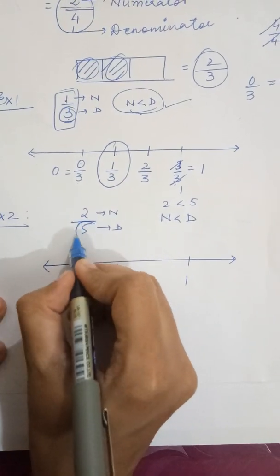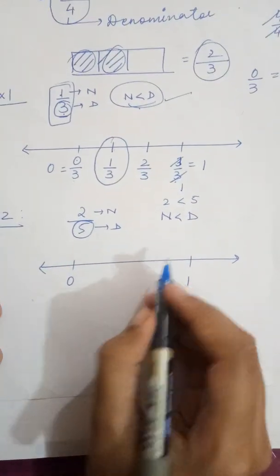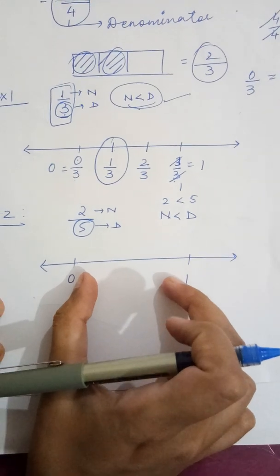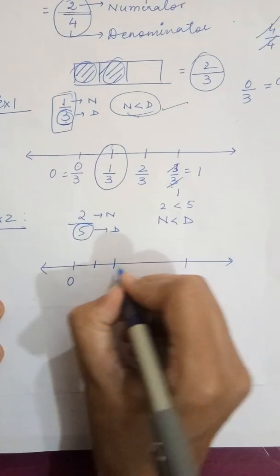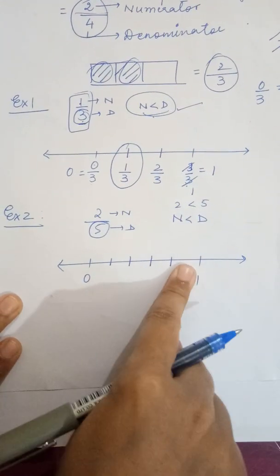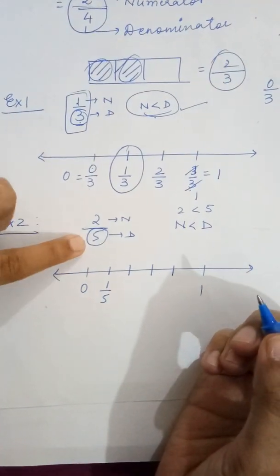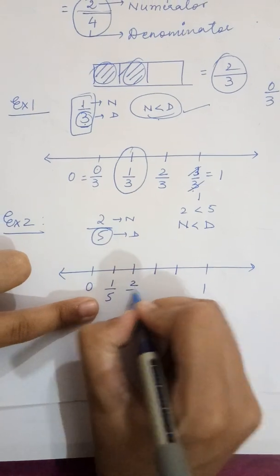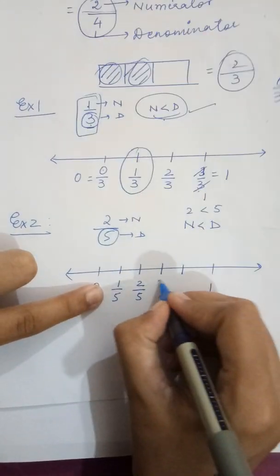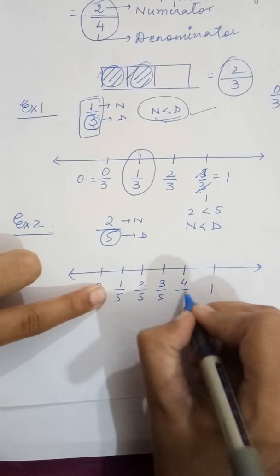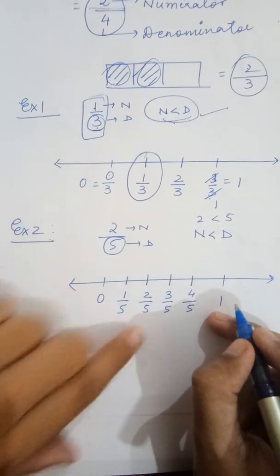Now what is the denominator? 5. So I am going to divide this section into 5 parts. 1, 2, 3, 4, and this is the 5th part. Now I am going to write here 1 upon 5. Whatever is the denominator, write it. Then 2 upon 5, 3, 4, and in the denominator write the same number, 5, 5, 5. Everywhere 5 will be there.